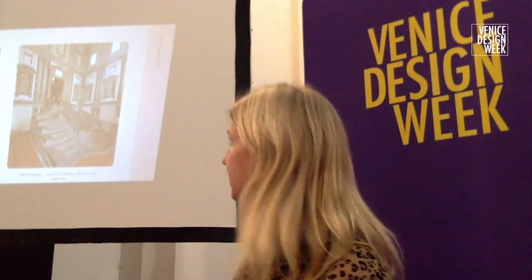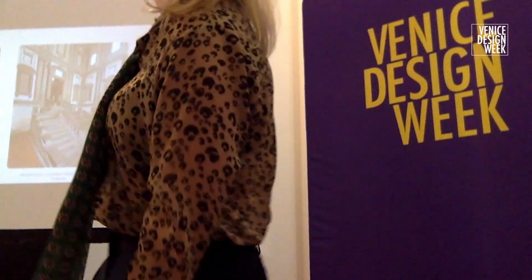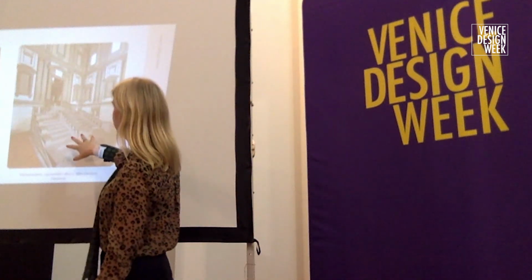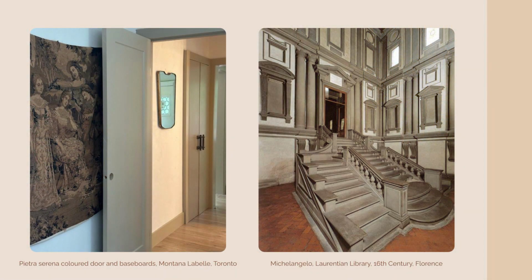And then I've also noticed that some designers are starting to mimic stonework in Renaissance buildings. So we have Michelangelo's Laurentian Library in Florence, and it has all this lovely pietra serena detailing the architectural elements. And then again, this is Toronto designer Montana Labelle. She is using paint in almost the exact same tone to highlight her baseboards and door features. Again, she has lime washed walls, and we have the use of the tapestry here as well.